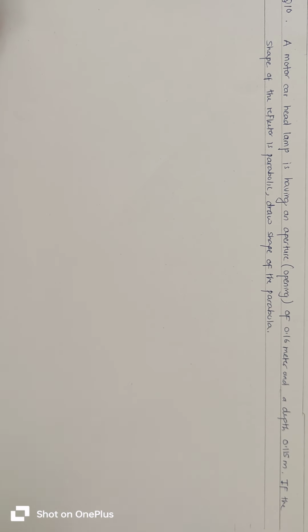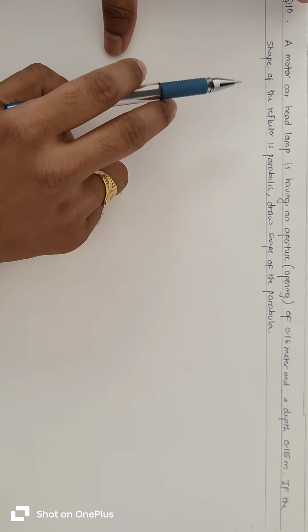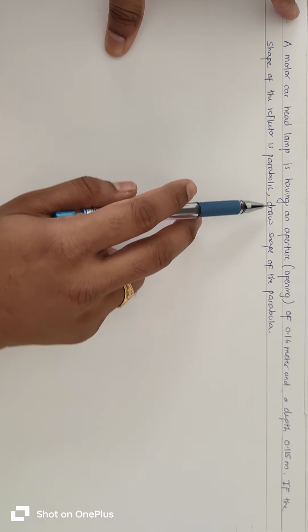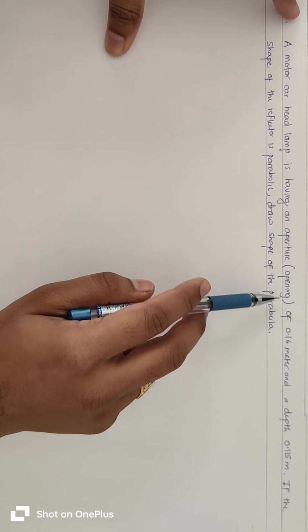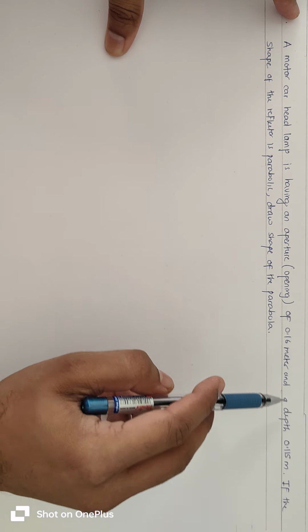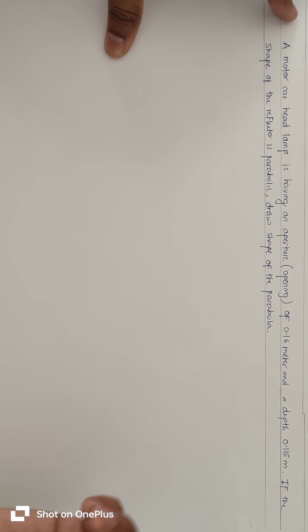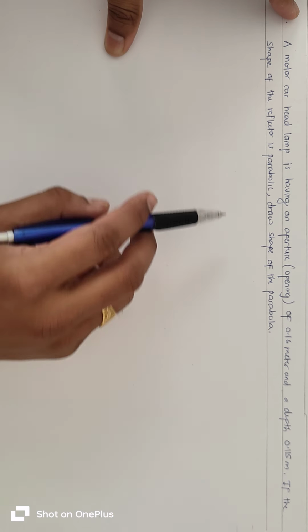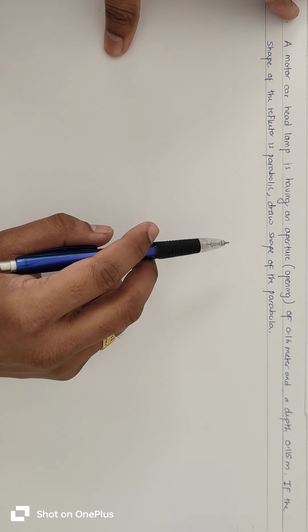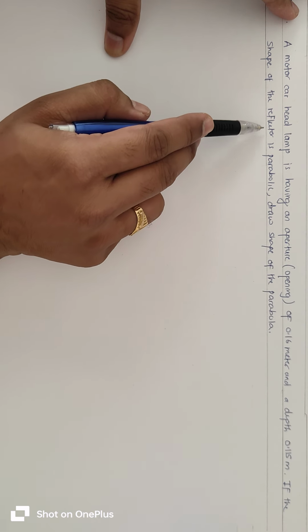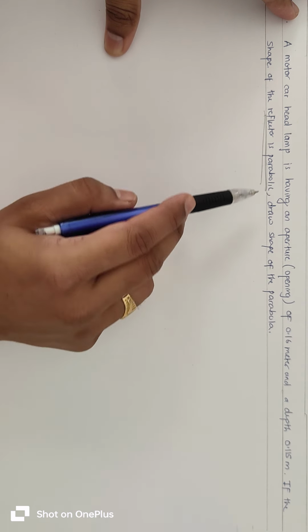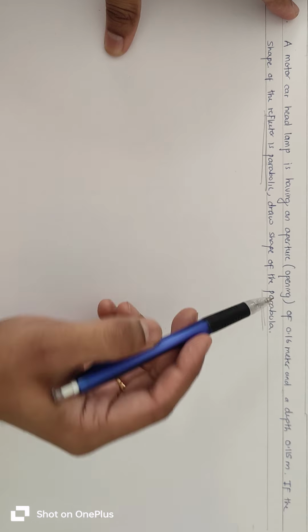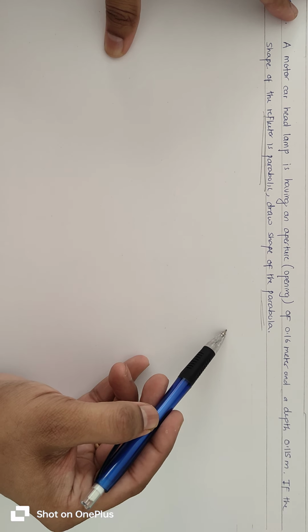Hello guys, so now we will see this question. A motor car headlamp is having an aperture, that is opening, of 0.16 meter and depth of 0.115 meter. If the shape of the reflector is parabolic, draw shape of the parabola. So here a diagram, that is shape, is given, parabola. So we have to draw a parabola like this.